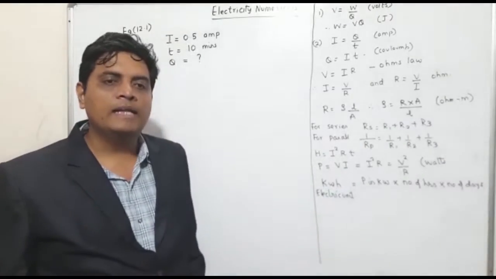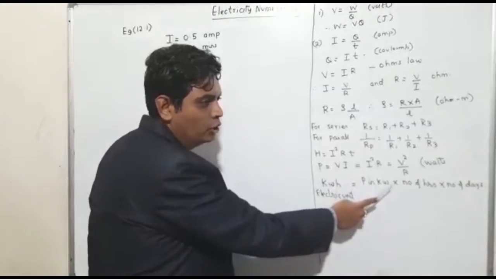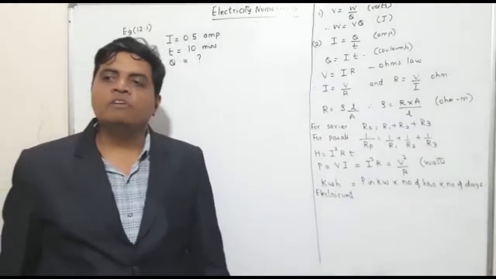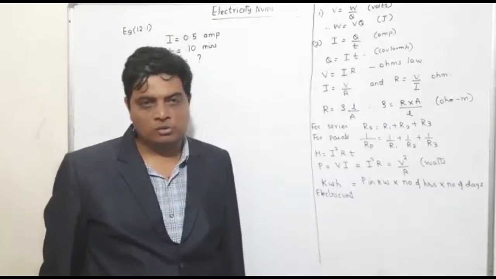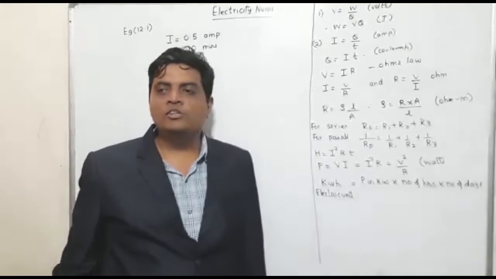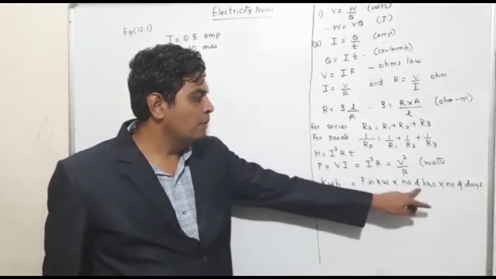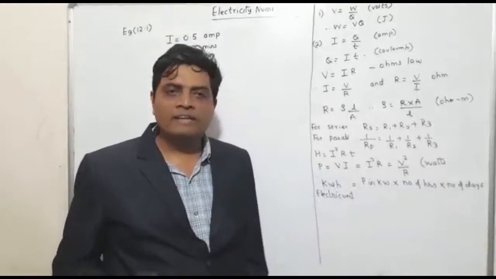Kilowatt hour is nothing but electrical energy that we consume, and the formula for that is power in kilowatts. So suppose the power is given in watts, then you have to divide it by 1000. Multiply by number of hours. So if it is given in a day, it is used for 5 hours. So if it is given only for one day, then you will use number of hours as 5 and number of days as 1 only.